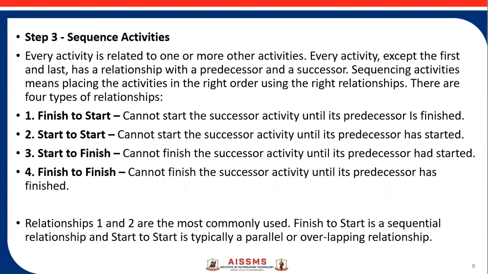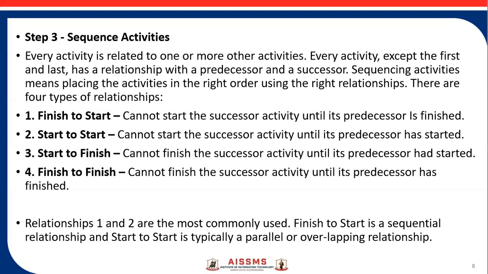Finish to start means we cannot start the successor activity until its predecessor is finished. In start to start, we cannot start the successor activity until its predecessor has started. Suppose activities A and B are there. A has to start first, and only then can I start B, because there is a start to start relationship. The third one is start to finish: we cannot finish the successor activity until its predecessor has started. A has to start first, then only B can finish.